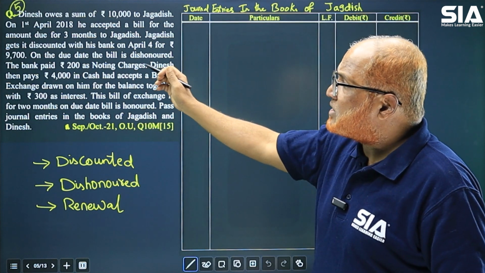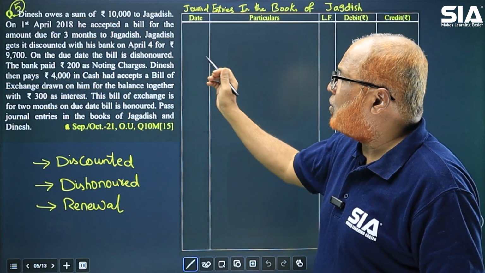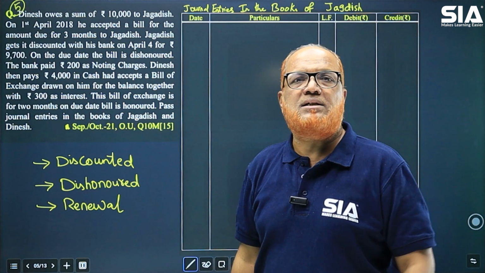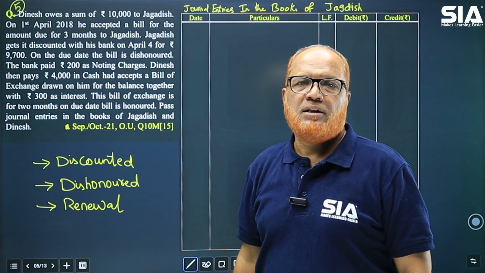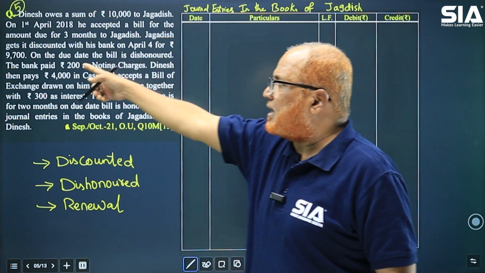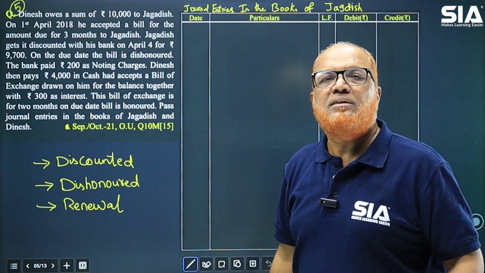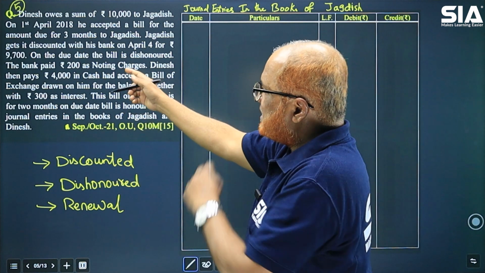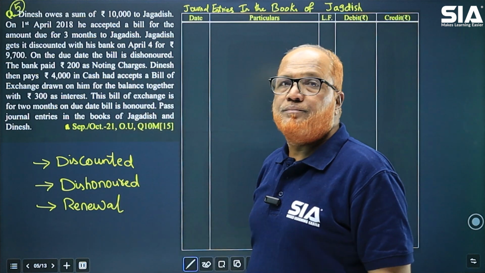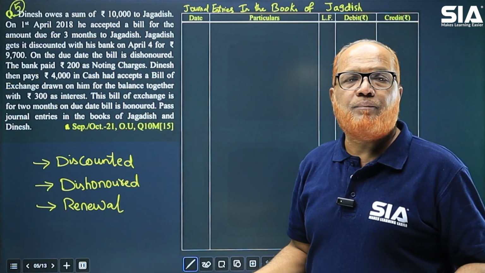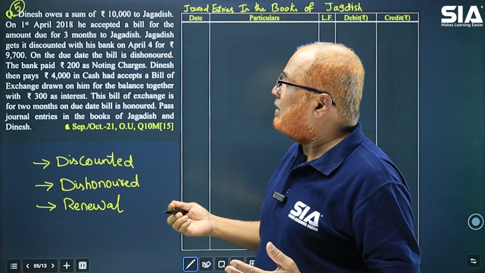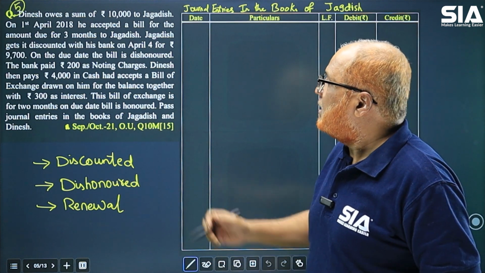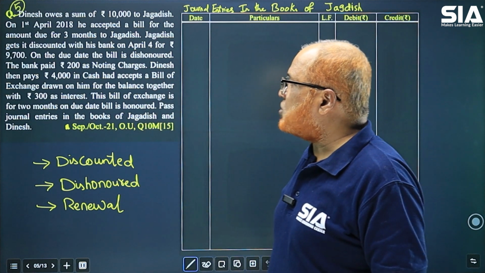Then Jagdish gets it discounted with his bank on 4th April for rupees 9,700. The banker has deducted the discounting charges. The face value of the bill is 10,000, but the banker has paid only 9,700. 300 rupees are the discounting charges. Then on the due date, the bill is dishonored. After discounting the bill, on the due date, the bill was dishonored. The bank paid 200 as noting charges.